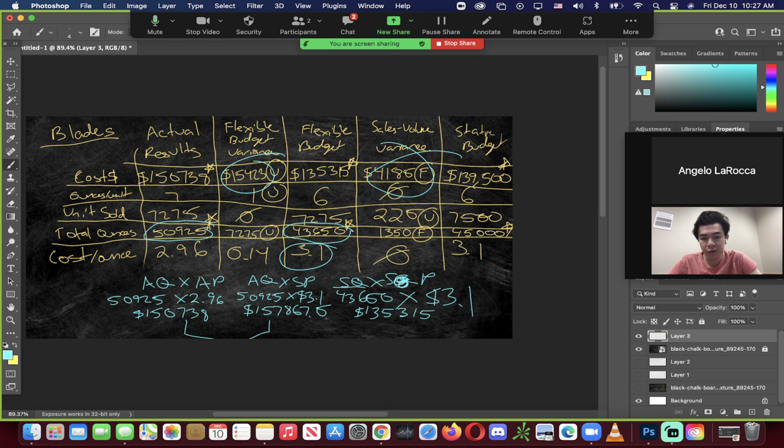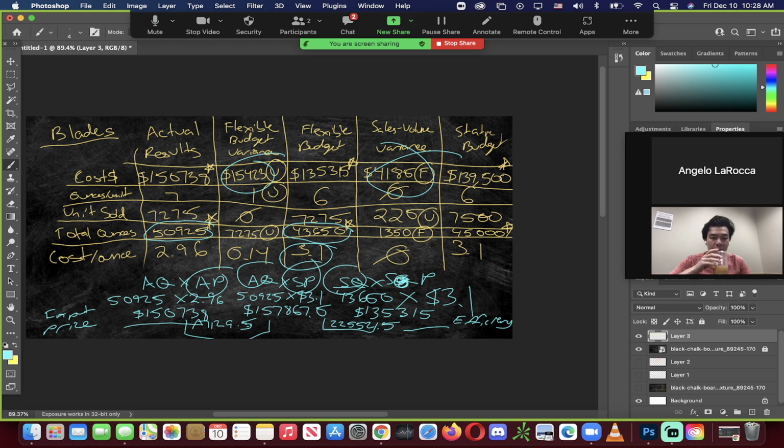Now we take the differences, right? This one's 7,129.5. And the next one is 22,000 by 2.5. This is the input price variance, and this one right here is the efficiency variance. The reason this is efficiency variance is because we're changing the quantity, and this is input price variance because we're changing the price here. All right, all good.